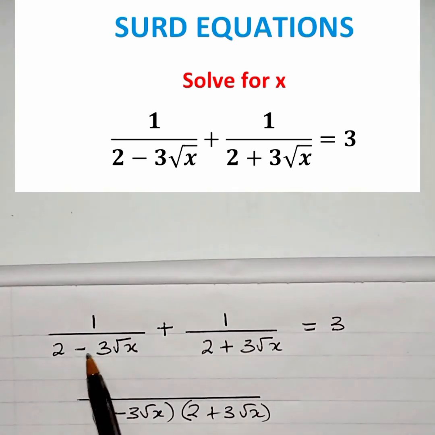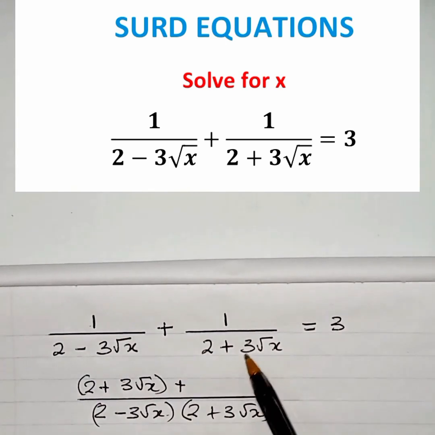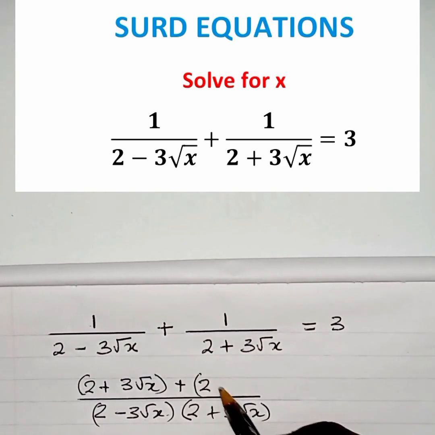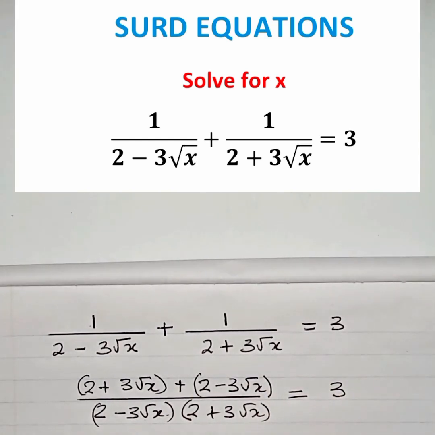Now, we are going to divide this into that. You are going to get that. You multiply that by 1. So, you are going to say 2 plus 3 root x, and you do the same thing on the next term. You divide that into that, you are going to get 2 minus 3 root x times 1. So that will be simply 2 minus 3 root x, and that is equal to 3.